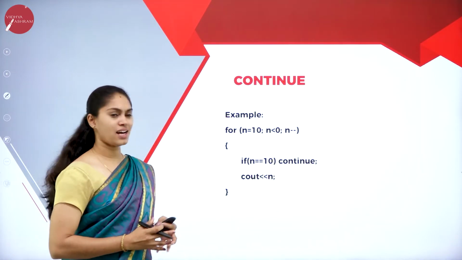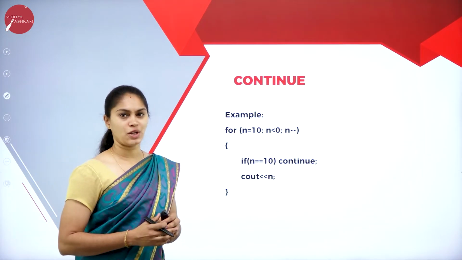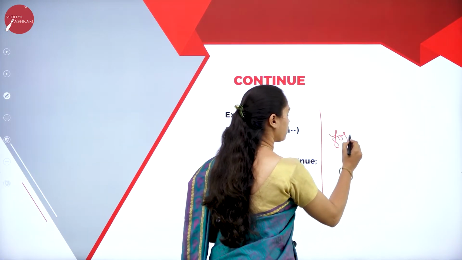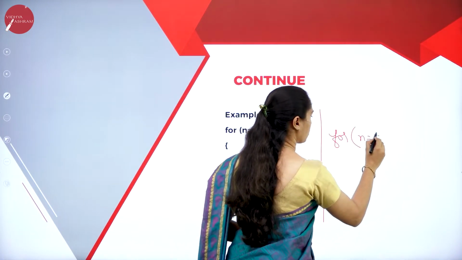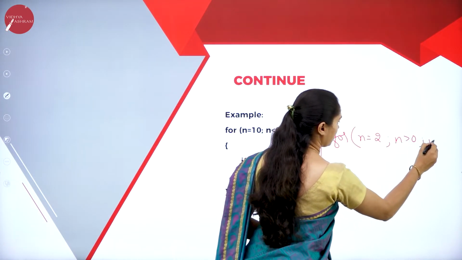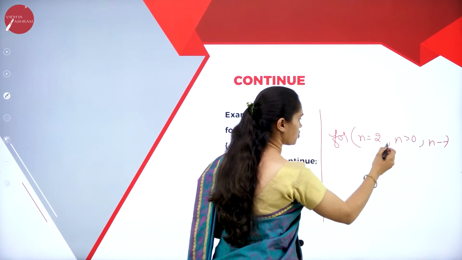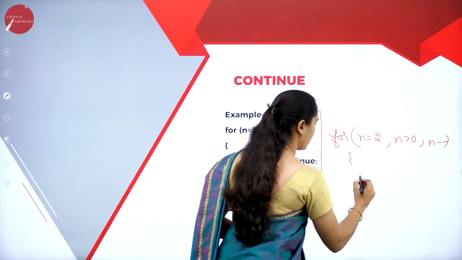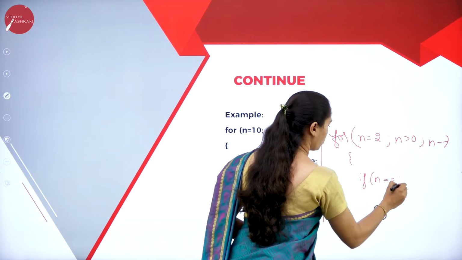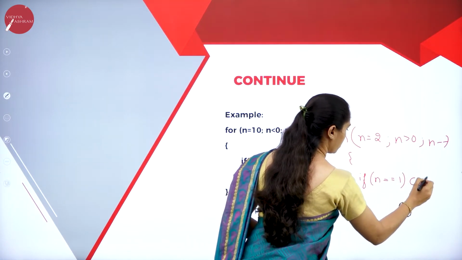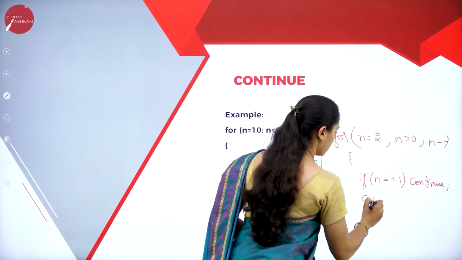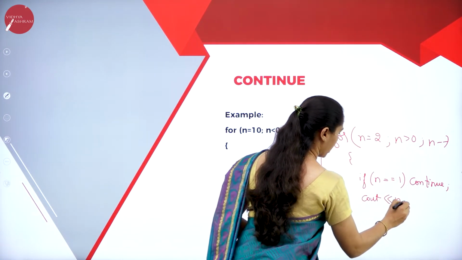Here you can see an example of the continue statement. Let me take one more example. Consider I have a for loop, within that n is equal to 2, n is greater than 0, and n minus minus. I am taking three expressions, and within the loop, if n is equal to 1, then continue, and then print the n value.